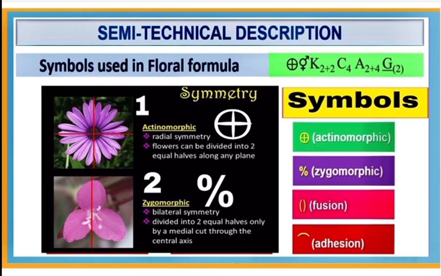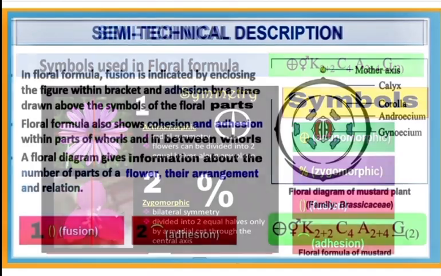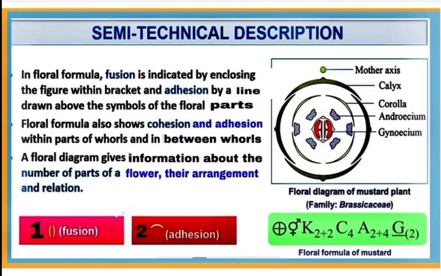Now let us see the symbols used for cohesion and adhesion. In floral formula, fusion is indicated by enclosing the figure within brackets as written in block number 1, and adhesion is written by a line drawn above the symbols of floral parts as mentioned in block number 2. Floral formula also shows cohesion and adhesion. Cohesion means fusion of parts within a whorl, and adhesion means fusion between two whorls of a flower.